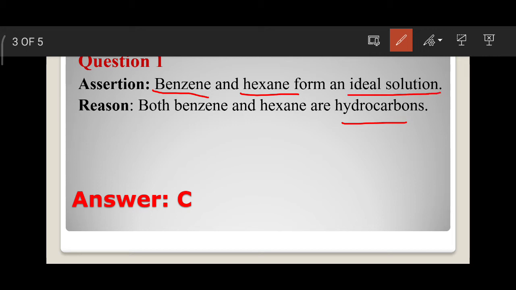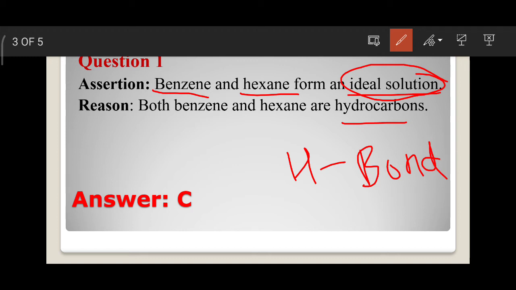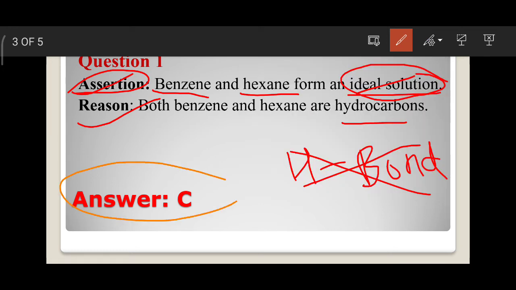Now we need to check whether the reason is the correct explanation. As you have studied, an ideal solution is formed when there is no extra bonding seen on mixing. Benzene and hexane do not have any hydrogen bonding initially, and even after mixing there is no hydrogen bond formation. That means they form an ideal solution. So our assertion is correct and our reason is also correct, but the reason is not the correct explanation for the assertion, so our final option is B.